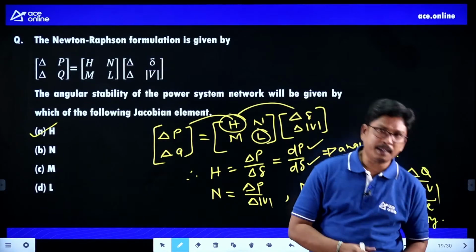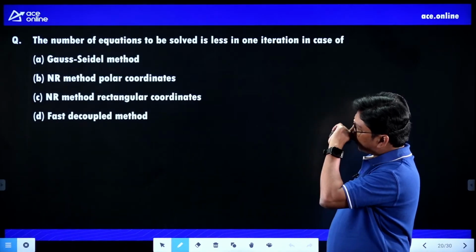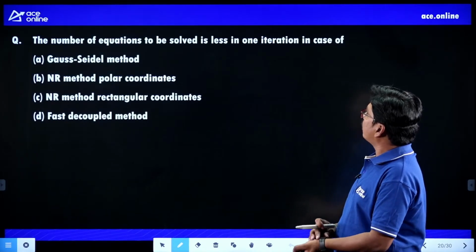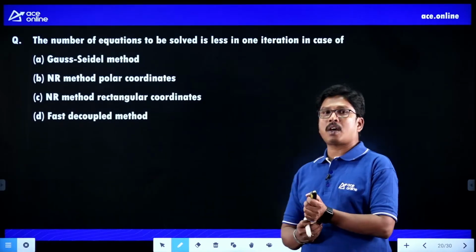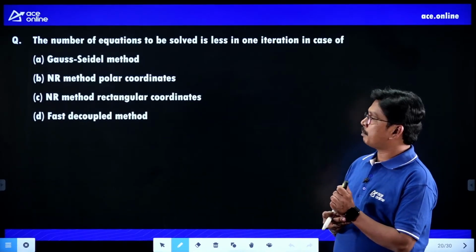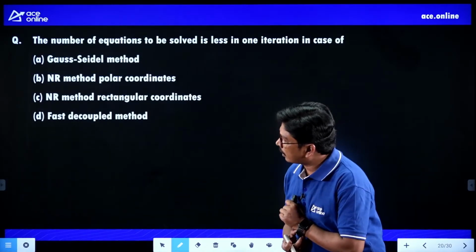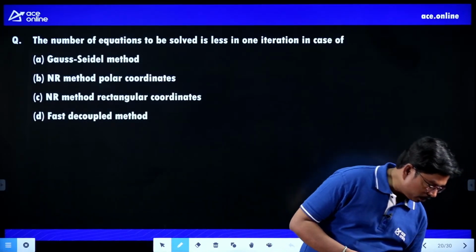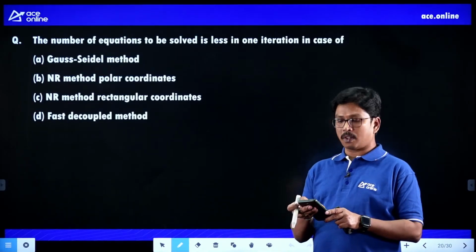So we'll go for the next question here. Try to solve the next question. The number of equations to be solved is less in one iteration in case of which method? First one is the Gauss-Seidel method. Second one is the Newton-Raphson method, polar coordinates. Third one is the Newton-Raphson method, rectangular coordinates. And the last one is the fast decoupled load flow method. In which case are the number of equations to be solved less?